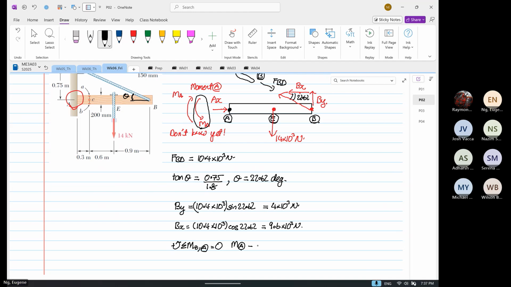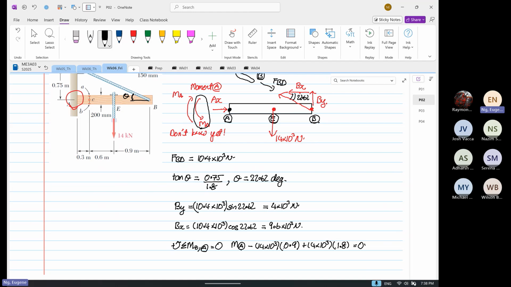minus 14 times 10 to the power 3 multiplied by a distance of 0.6 plus 0.3, which is 0.9. Okay. And then the next one is plus BY, 4 times 10 to the power 3, multiplied by a distance of 1.8. And the whole thing will be equal to 0.